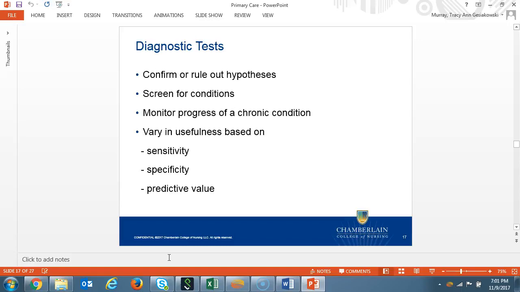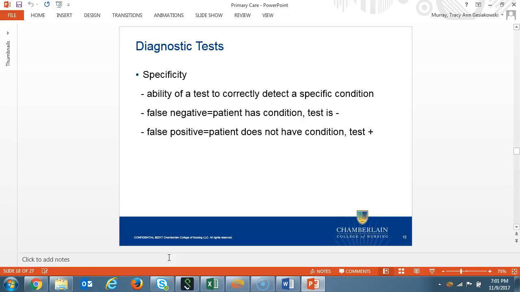Diagnostic tests can be used to confirm or to rule out hypotheses. They may also be used to screen for conditions or monitor the progress in managing a chronic condition. Diagnostic tests vary in usefulness based on sensitivity, specificity, and predictive value. When we describe the specificity of a test, we're referring to the ability of the test to correctly detect a specific condition. If the patient has the condition but testing is negative, we describe this as false negative. If the patient does not have the condition but the test result is positive, this is considered to be a false positive test.